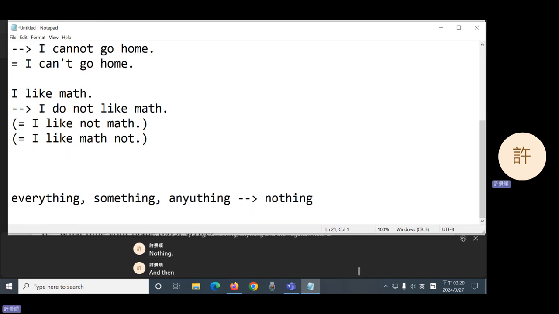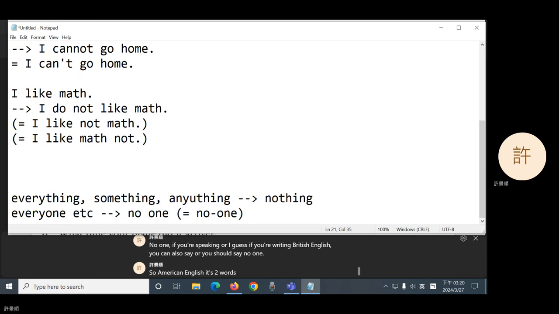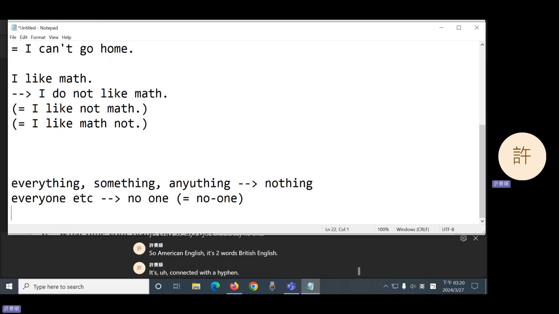And then, you know, you have the everyone, etc. And the negation here is nobody. Well, I guess no one, right? I'm talking about ones. No one. If you're speaking, or I guess if you're writing British English, you can also say, or you should say, no-one. So American English, it's two words. British English, it's connected with a hyphen. And then everybody, etc. This is negated as nobody.